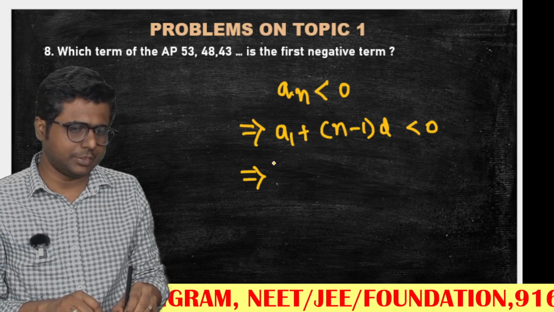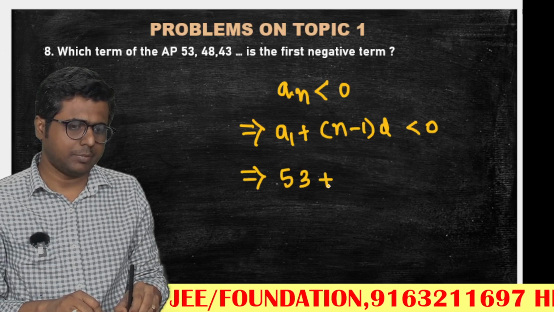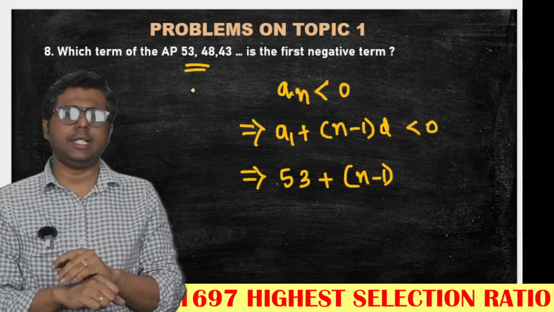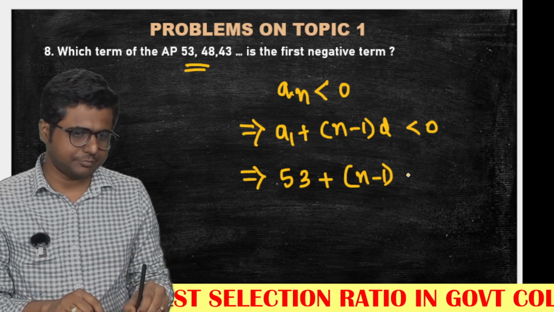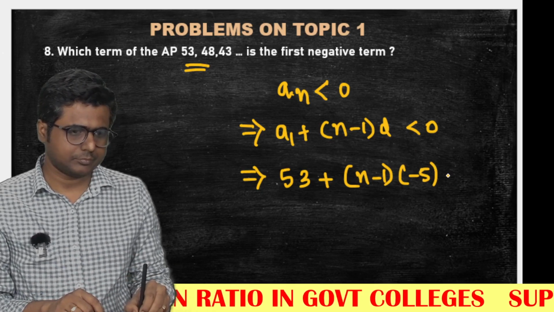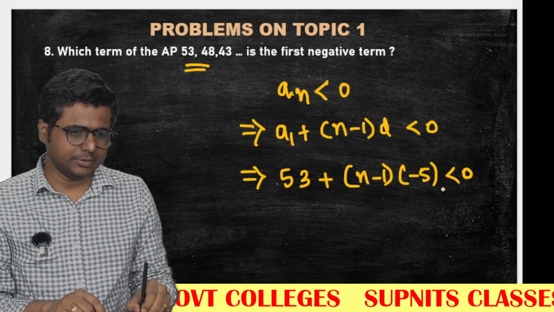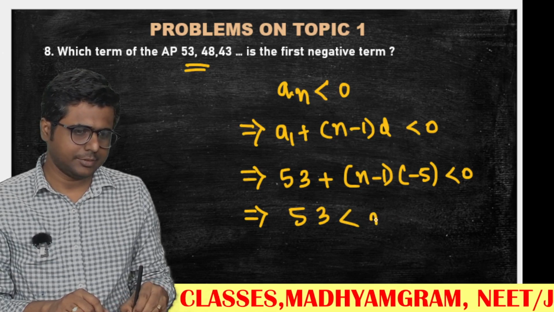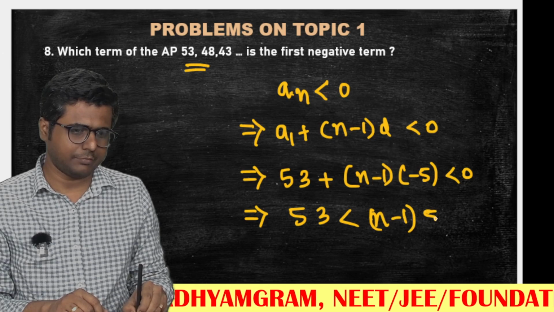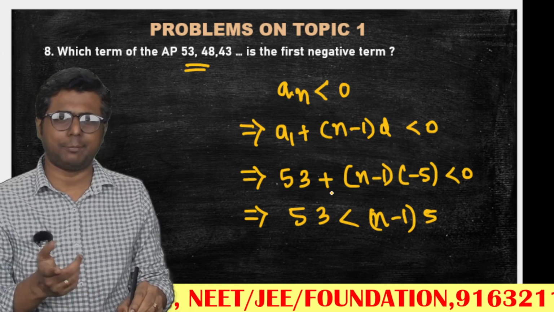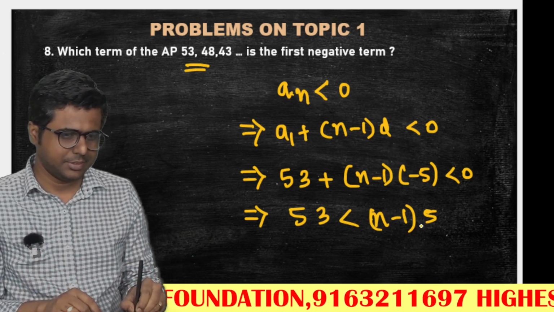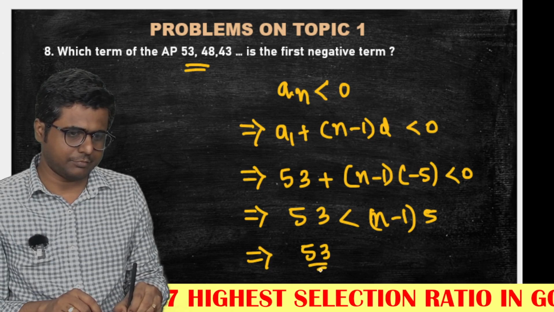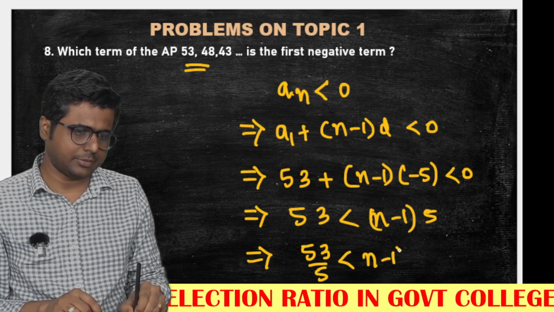So what is A1? 53 plus (n minus 1) into d. What is d over here? 48 minus 53 is minus 5. Less than 0. So this will be 53 less than (n minus 1) times 5, because this minus and plus will make it minus. I am taking it to the other side, this will be plus. So 53 by 5 less than n minus 1.